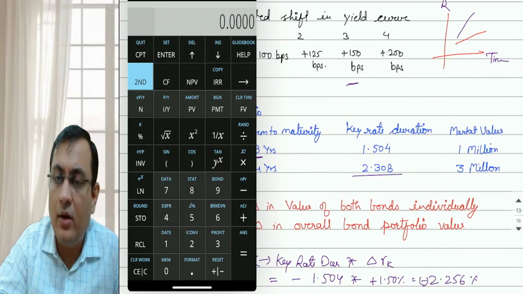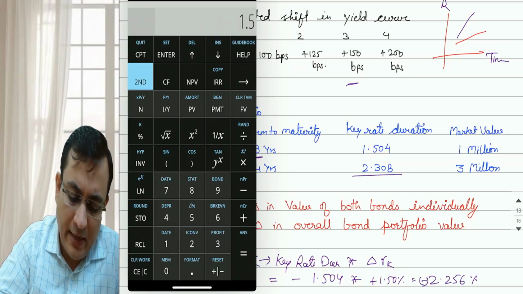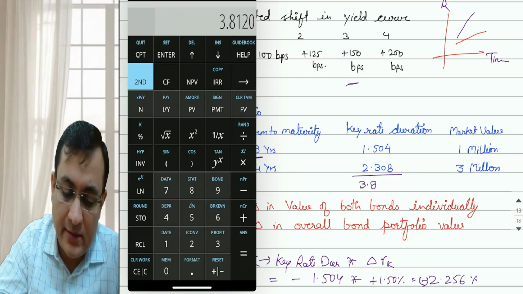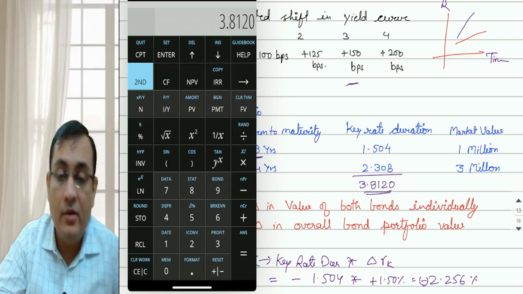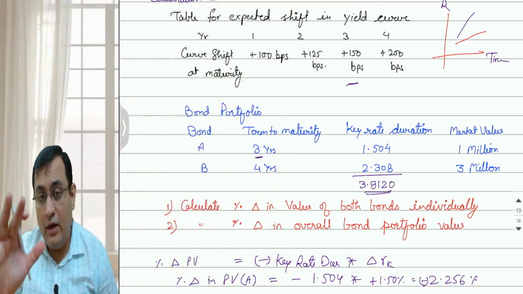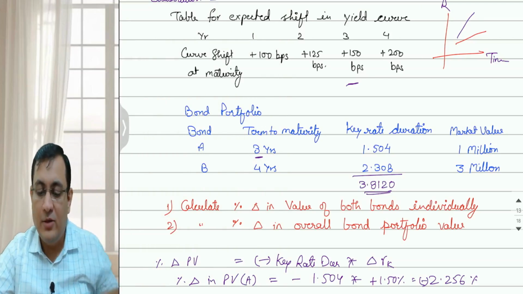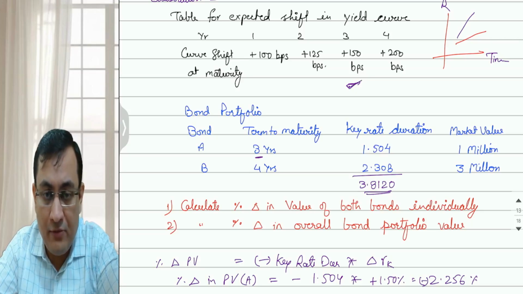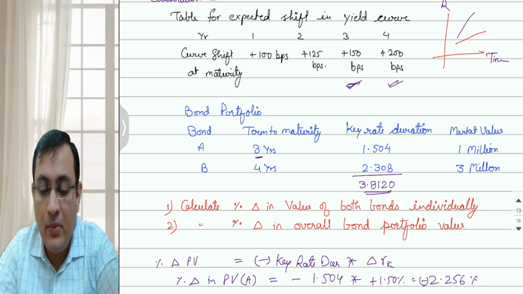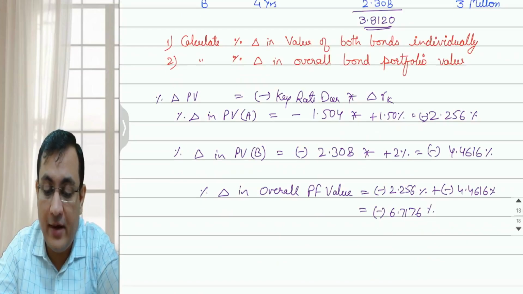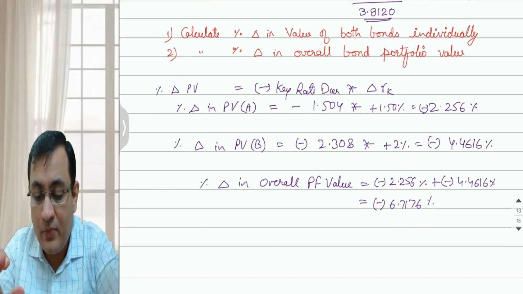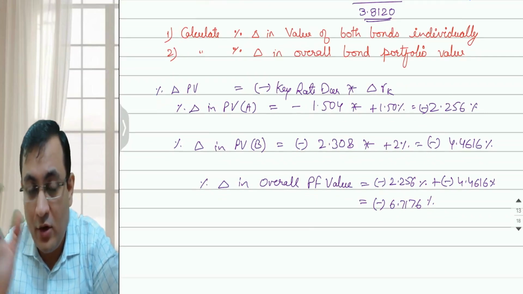What is the overall bond portfolio's duration? It is the sum of your key rate durations, 1.504 plus 2.308. The weight effect is already there. So the overall bond portfolio duration is 3.8120. This represents the overall effective duration of the portfolio. So if yield is changing at the 3-year point by 1.5% and at the 4-year point by 2%, the overall effect of this non-parallel shift will be negative 6.7176% on your overall bond portfolio.